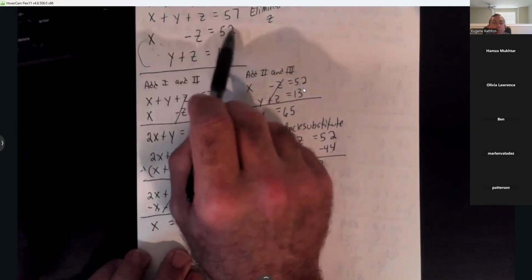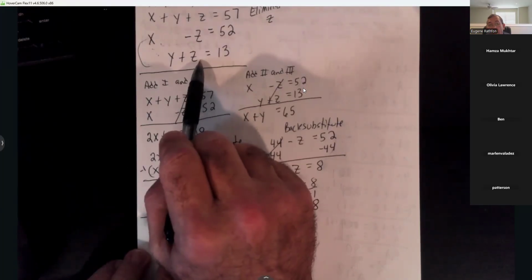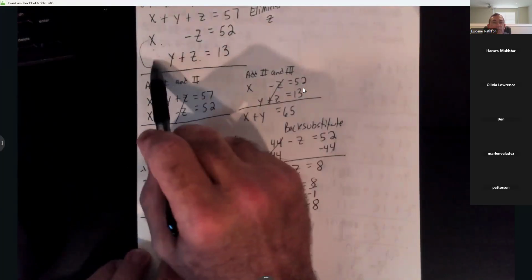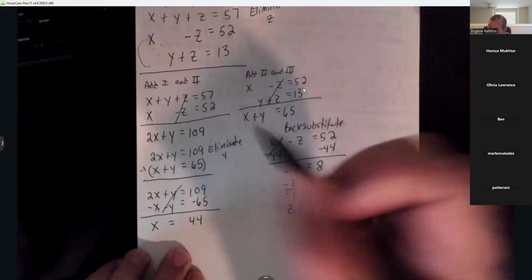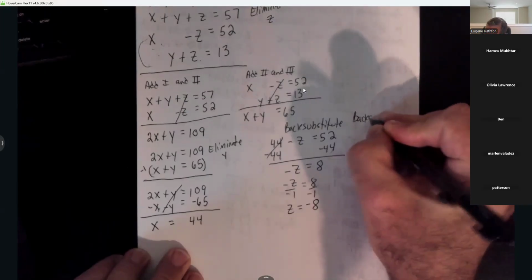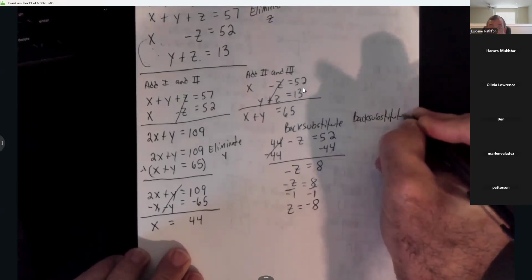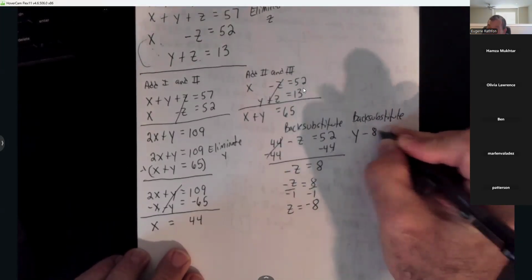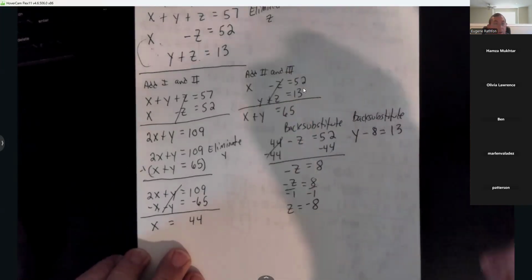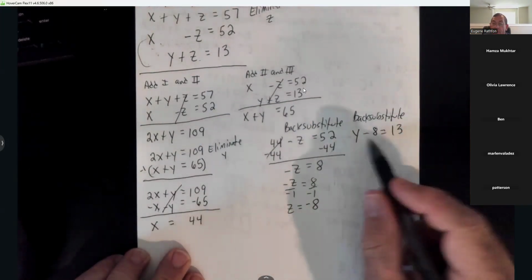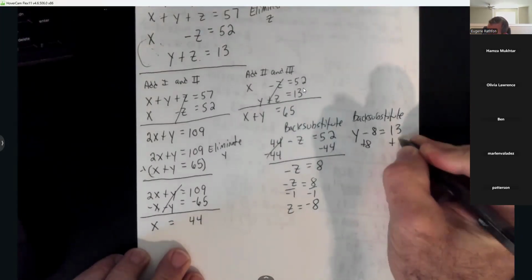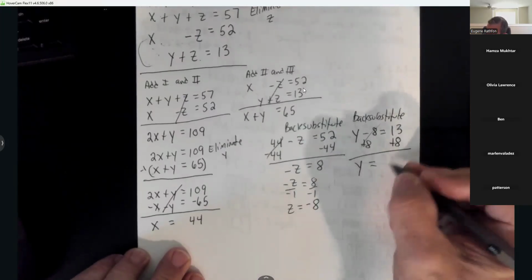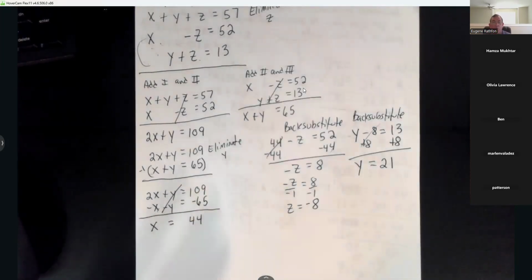So now I could use this one to get to y, or I could get this one and get to y. So this one's pretty small here. Well, I mean, I can only use this one, right? Because that had the x. I need to get to y. So I'm going to back substitute into that last equation. Y plus my z, which is a -8, has to equal 13. So y'all here, we just add 8 to both sides. So I get my y, that cancels, and that equals what? 13 and 8 is 21.